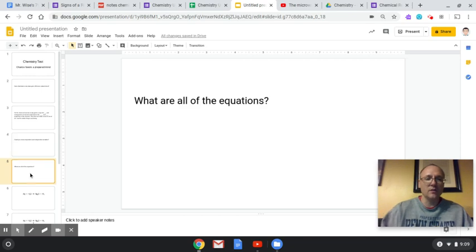Okay, great question. We can always use that, and I ask those questions in the lab, so whether or not it's on the test or not, it's always a good question. Here's one that says, what are all of the equations? Well, I'm not going to tell you all of the equations, but when we do get to equations, we get to balancing equations.